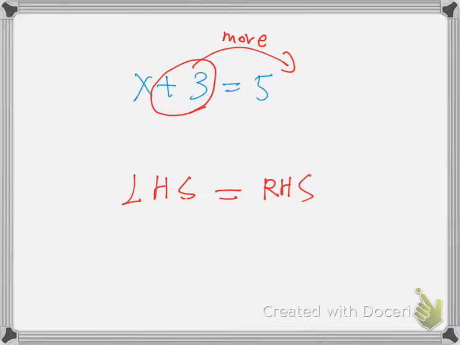So positive 3 moves from left to right. By changing the sign of this term, positive 3 becomes negative 3 on the right hand side. It's gone here. So x is 5 minus 3, which is 2. So this step is either move or add. More examples. Let's write down more examples.